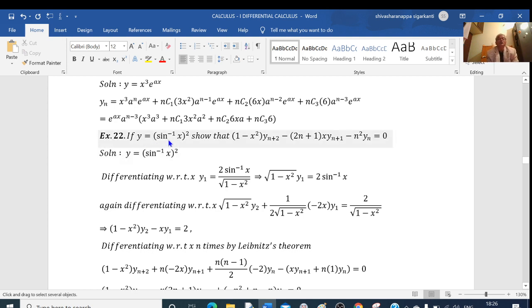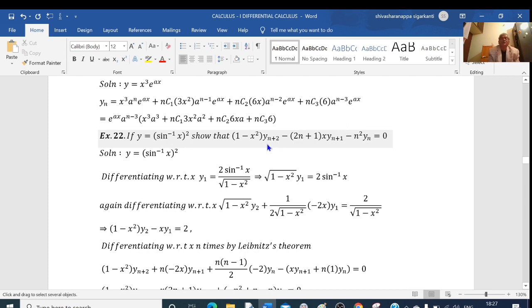If y equals sin inverse x whole square, show that (1 minus x square) y_(n+2) minus (2n plus 1) x y_(n+1) minus n square y_n is equal to 0. I have to show this equation. So let me consider y equals (sin inverse x) whole square. First differentiate this equation 2 times and then differentiate n times using Leibniz rule.